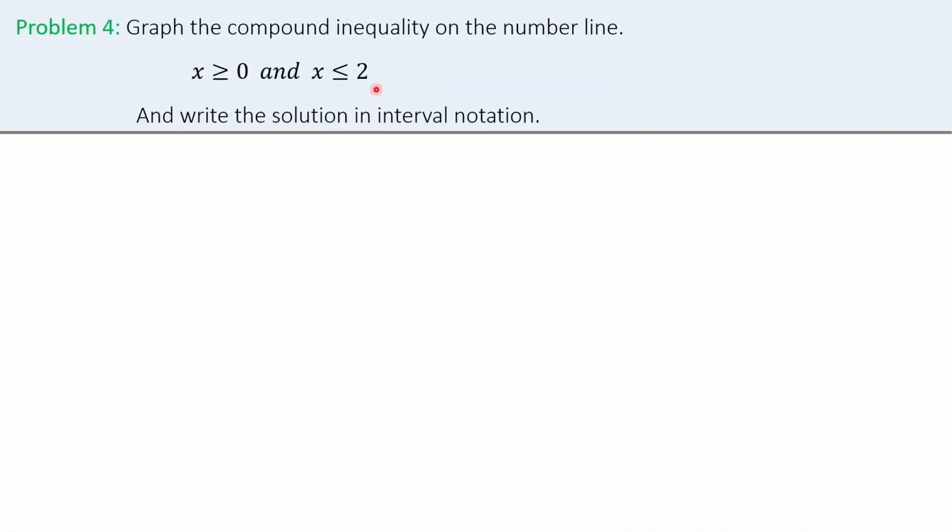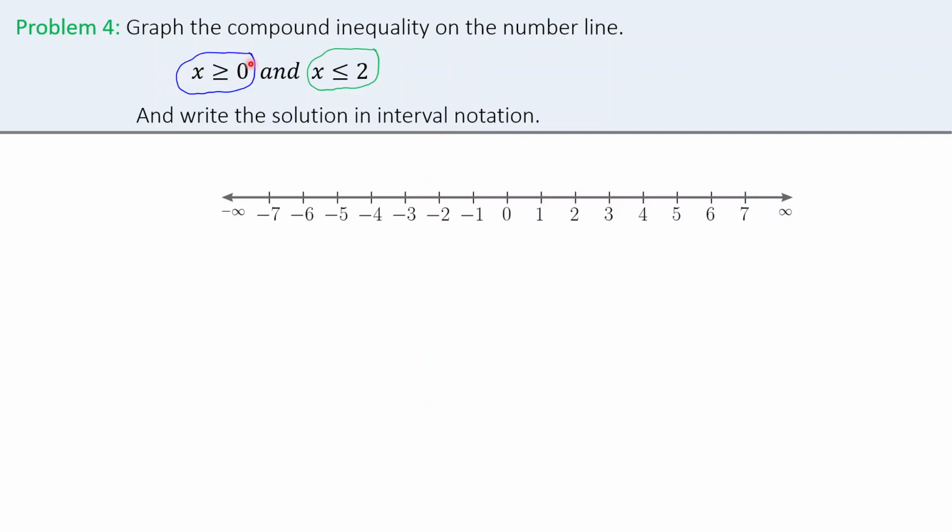In this compound inequality, two inequalities are connected by an AND. You need to draw the graph of this compound inequality and write the solution in the interval notation. First, draw the graph of this inequality. Go to 0. There is an equal sign, so put a filled circle. There is greater than, so draw a line all the way to positive infinity.